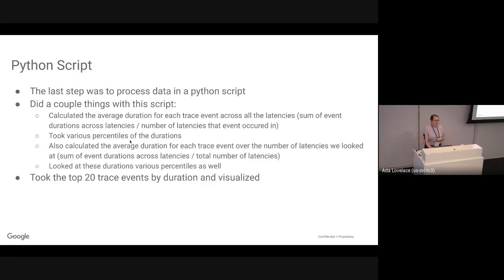And then we took percentiles of all of those durations. And also we calculated the summed duration of v8.execute over all of the latency events that we looked at. So we have kind of the intersection of how often this event occurred and how long it was taking as well. And so then we took the top 20 trace events by average duration. This is the duration of the event over the latencies in which it occurred, and we visualized it.